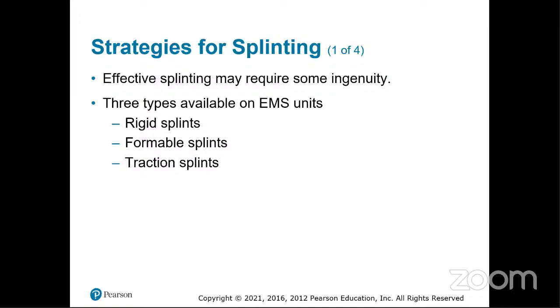So effective splinting may require some ingenuity. Splinting really is, we're going to talk about it here in a minute, but it's whatever you have to do. So if we have a broken joint, I've got to get the bone above and below it immobilized so it can't move. If I have a broken bone, then I've got to get the joint above and below it immobilized so it can't move.